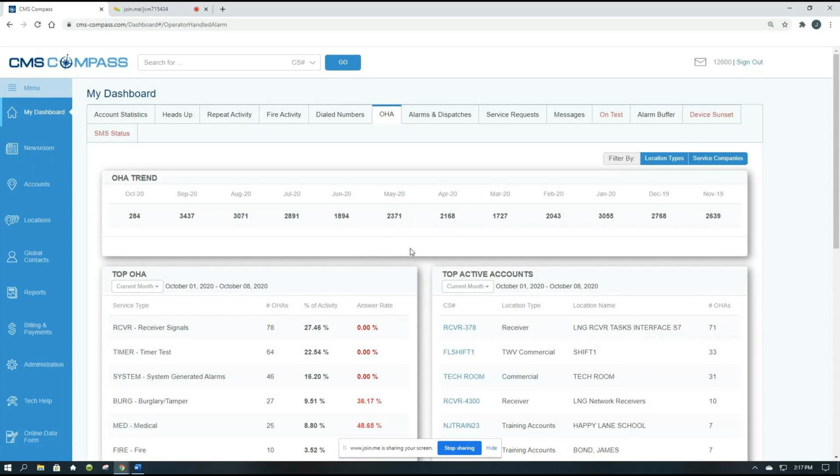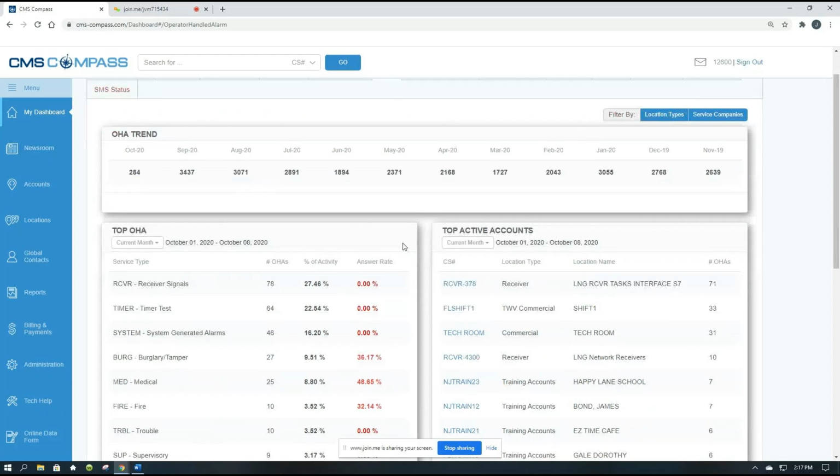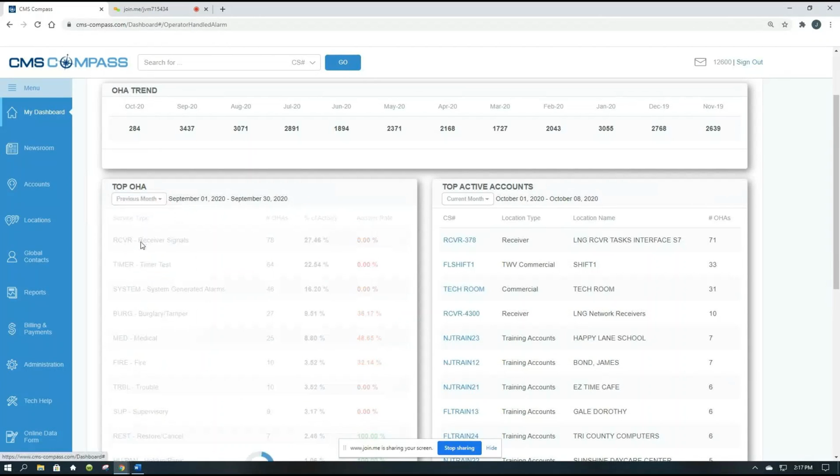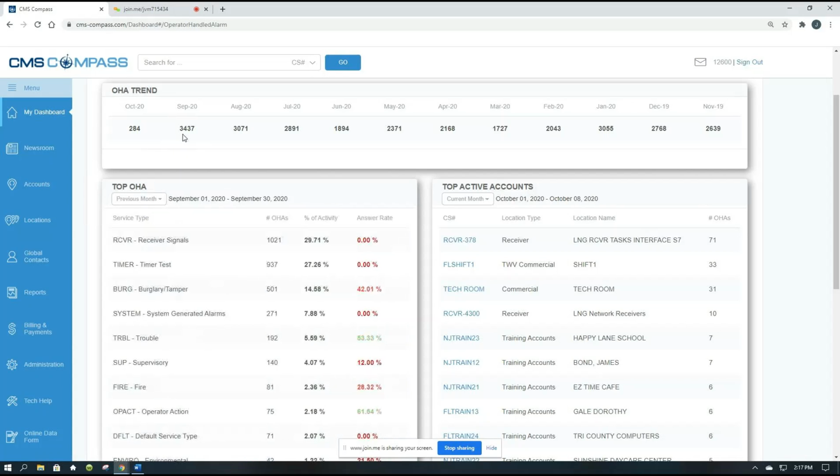So you're looking at your OHA trend up here. Now on the left, you're going to look at your top OHAs, and this is broken down by service types. Okay, so you can see here timer tests, burg signals, medicals, fires, troubles. So the idea is not to just look at the total signals that are coming in, but what makes up the total signals, right? So you look at the top OHAs. These are broken down by service types.